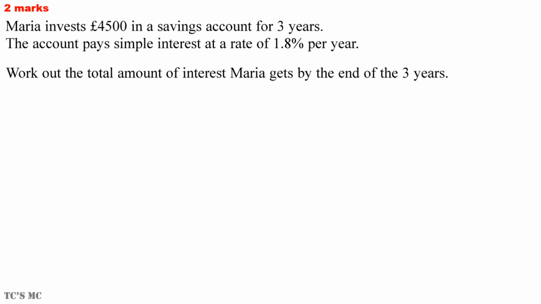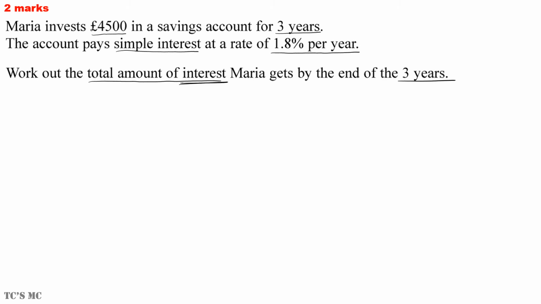Maria invests £4,500 in a savings account for 3 years. The account pays simple interest at a rate of 1.8% per year. Work out the total amount of interest Maria gets by the end of the 3 years.